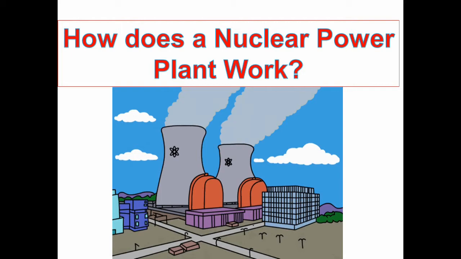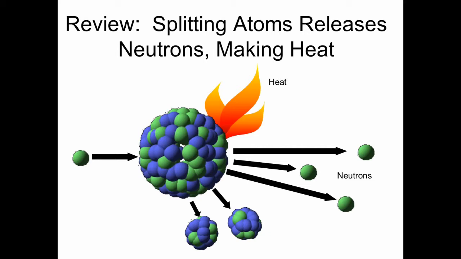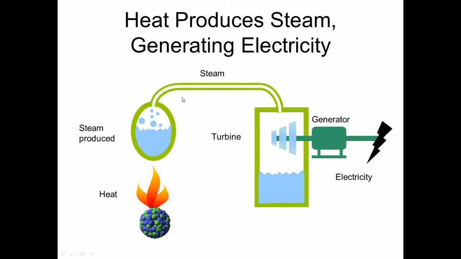What about nuclear power plants? How do they work? They operate with fission in mind. So atoms are being split. This releases heat. The heat is used to heat up water, which makes steam. Steam spins a turbine, which ultimately causes the copper in a generator to spin between the magnets, and that is moving electrons, electricity.